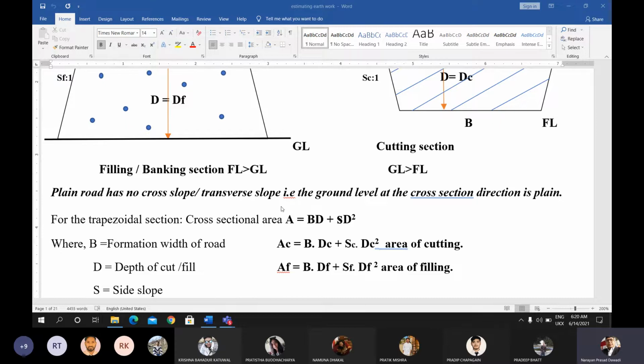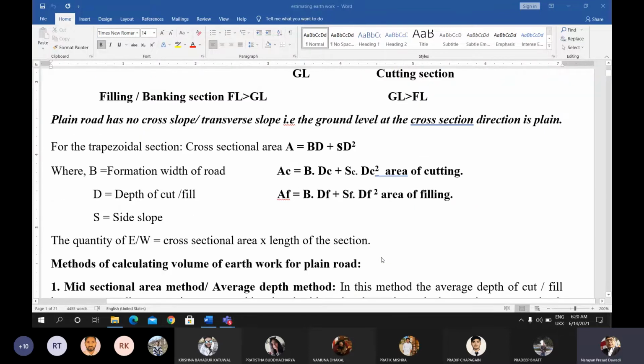This is the common formula: area is equal to BD plus SD square, and this formula can be changed to cutting or filling by converting the depth and the slope in the common formula. You can provide the cutting slope as S1 and the filling slope as S2 in a similar manner: area of cutting is BDC plus S1 DC square, or area of filling is equal to BDF plus S2 DF square. You can do it this way, with the same formula.